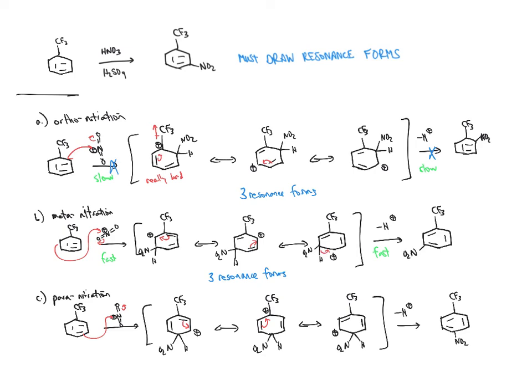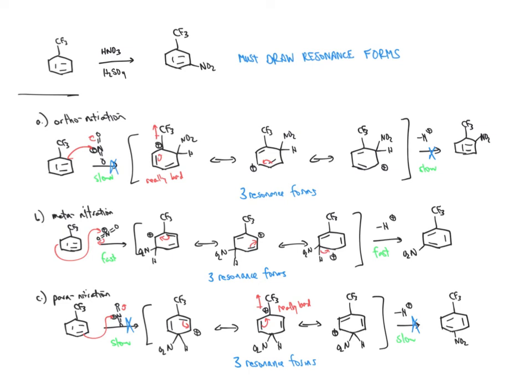But if we were to analyze these resonance forms, we would see that there are 3, right? So the same number, but we have one resonance form that is particularly bad, and that's this one. This one is really bad, because again, you've got that trifluoromethyl group that is pulling electron density away from that positive charge, which is not going to stabilize that positive charge. Okay, and so this reaction is really slow, so much so that it actually doesn't occur.